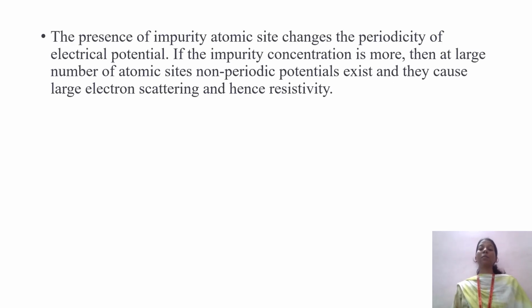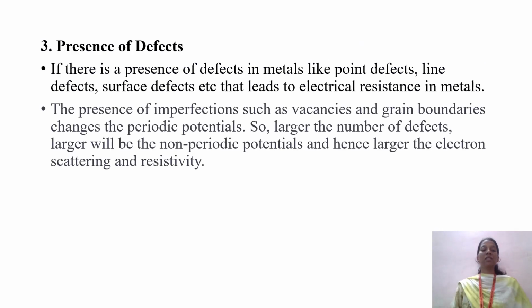When the impurities are present, the periodicity of the electric potential also changes, and when impurity increases, the atomic sites cause a large electron scattering, and that is nothing but the resistivity. Next is the presence of defects.